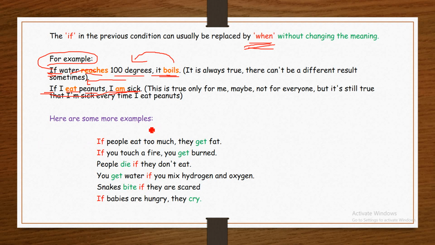Here are more examples. If people eat too much, they get fat. It's a general truth. This is the result of eating too much, the result of the if clause. Both clauses are in present simple tense.